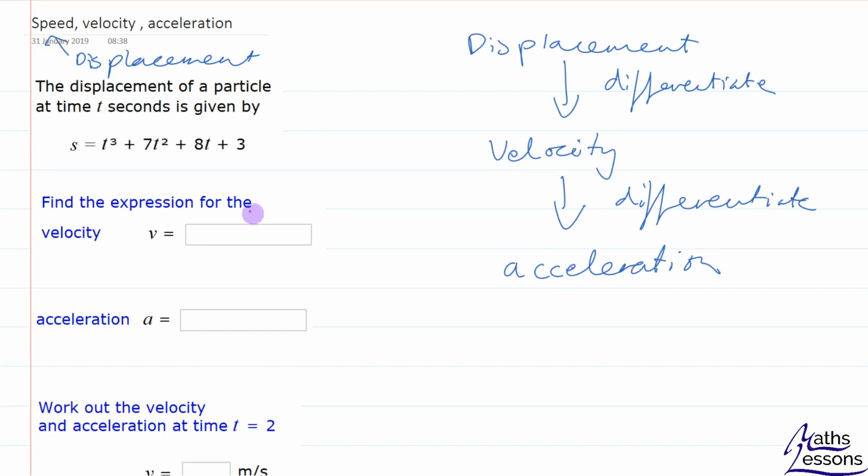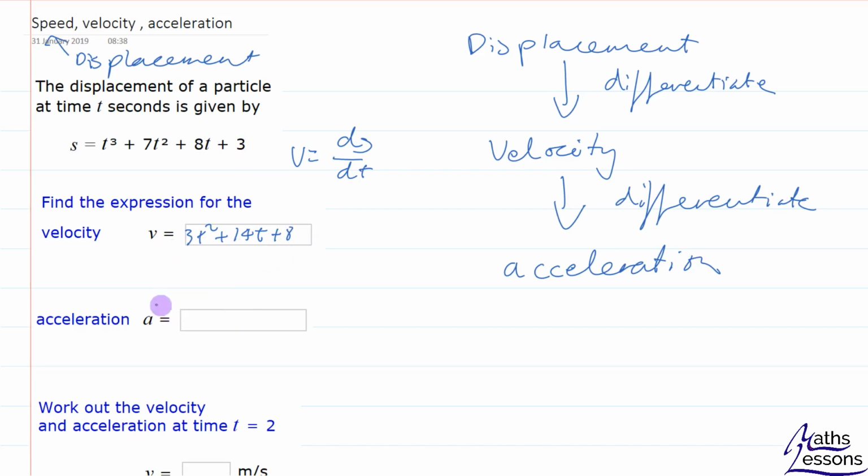So we want to find the expression for the velocity, so we've got to differentiate this. What we are finding is ds by dt, which is another way of saying v. Differentiate with respect to t, the bottom value. So t cubed is 3t squared: times by the power, take 1 off the power. Times by the power, we get 14. Take 1 off 2 gives you just t to the 1. 8t just goes to 8. And numbers never affect gradient. So that is our expression for the velocity.